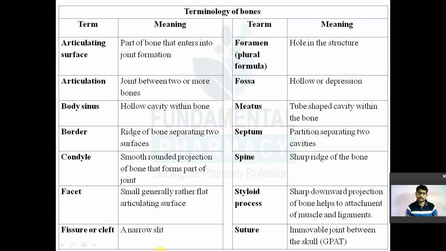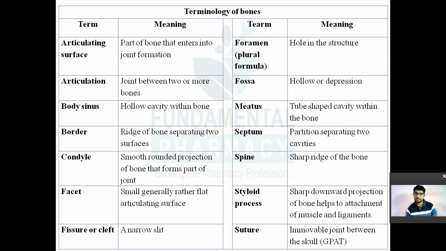Then fissure or cleft. A narrow slit part of your bone is known as a fissure or cleft. Then foramen. If there is a hole in the bone structure, okay, then that hole is called a foramen. For example, foramen magnum, which is the hole present in your occipital bone through which the spinal cord arises. That is a foramen magnum.